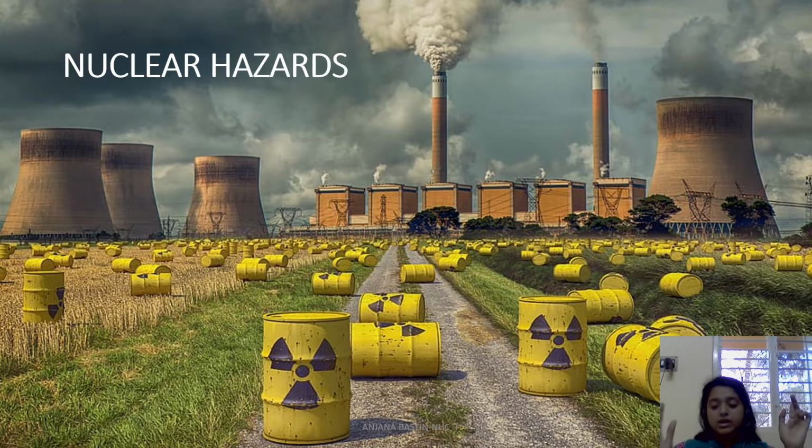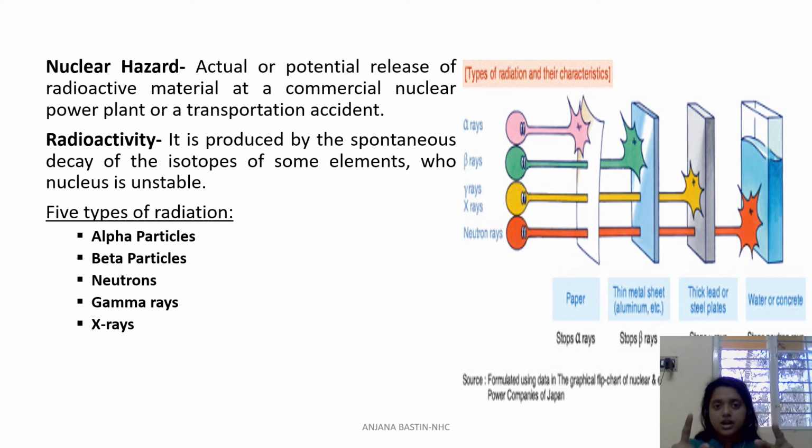Now what do you mean by a nuclear hazard? Any actual or potential release of radioactive material at a commercial nuclear power plant or during a transportation accident. When radioactive material is released, either intentionally or unintentionally, at a commercial nuclear plant or during transit, we call this a nuclear hazard.